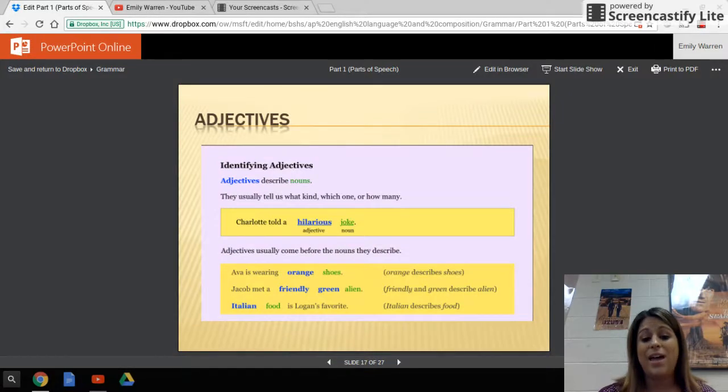So if you find the noun, if something is describing it, it's easy to then find the adjective. So Ava is wearing orange shoes. Orange describes the shoes. Jacob met a friendly green alien. Friendly and green describe the alien. Italian food is Logan's favorite. Italian describes the type of food.